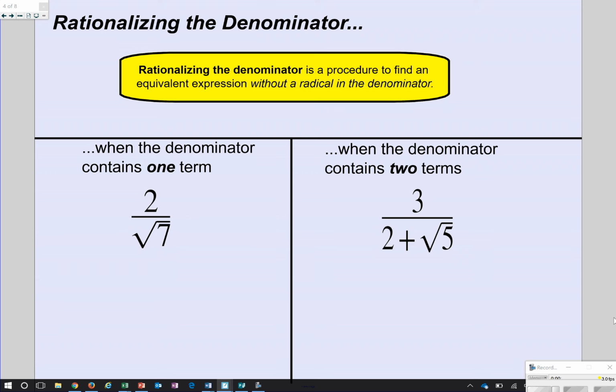So we can rationalize the denominator in two basic circumstances. One time you may need to rationalize the denominator is when you have one term in the denominator that has a radical, or it could happen where you have two terms in the denominator and one or both of them have radicals. In this lesson, we're going to look at how to do both of these processes, with one term and with two terms, and how they vary from one another, because there's a slightly different procedure for each. So let's begin with simplifying something like 2 over the square root of 7.